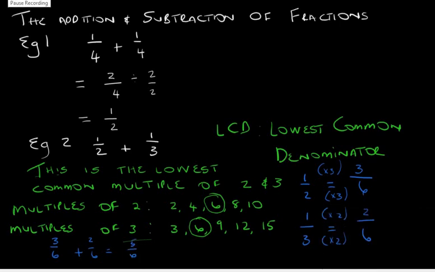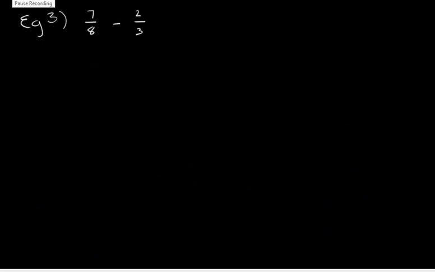Let's do another example. Now let's have a look at this example. We have 7 over 8 minus 2 over 3. What do we need to do? We need to find our lowest common denominator. How do we do that? We do that by finding the multiples of 3 and the multiples of 8. So let's do the first 5 multiples again and see what we come up with.